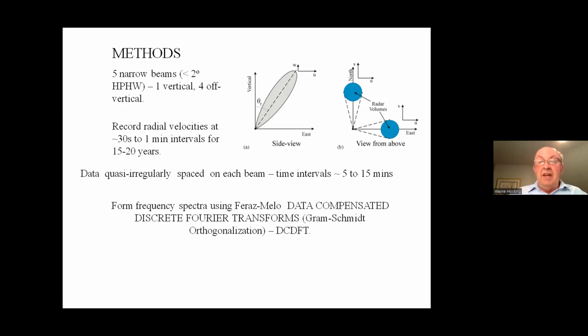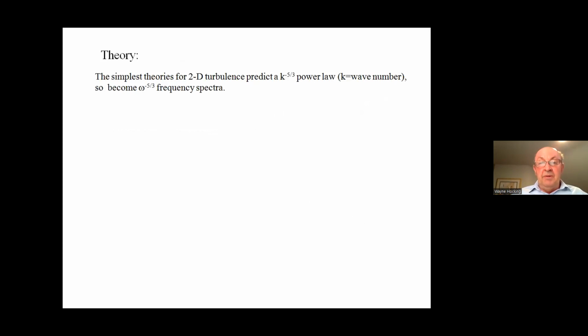So to compensate for that, we use something called a data compensated discrete Fourier transform, which allows you to take Fourier transforms and produce spectra with non-equally spaced data points. And that's what we've done.